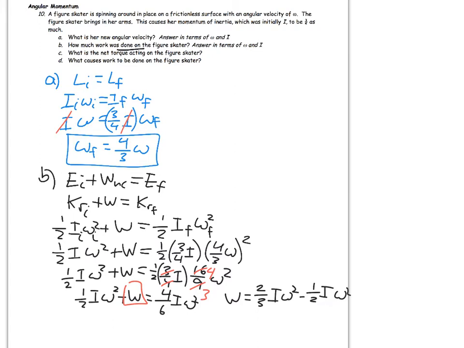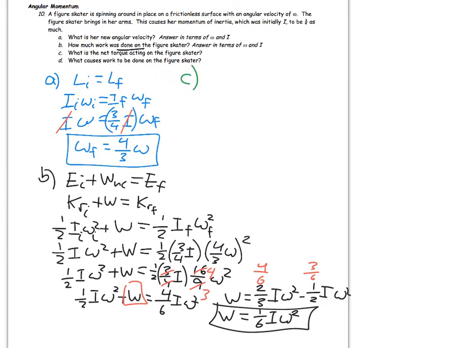And we could go ahead and find a least common denominator. 2/3 is really 4/6 like we had before. This is really 3/6. And so we end up finding that our work done when we subtract those two is just 1/6 I omega squared.